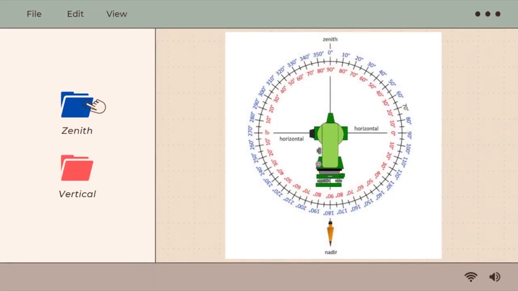In this figure, it shows a combination of vertical and zenith angle circles with an instrument at their center as a reference, zenith angles being blue and the verticals being red. This figure helps us understand how the two types of angles relate to each other.